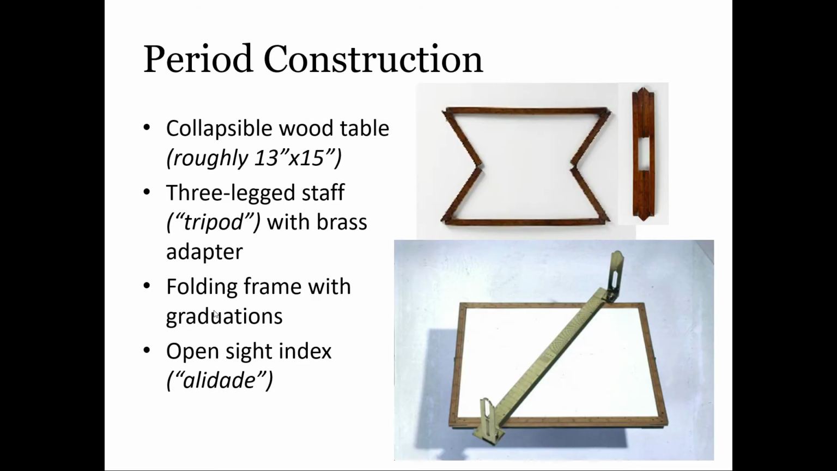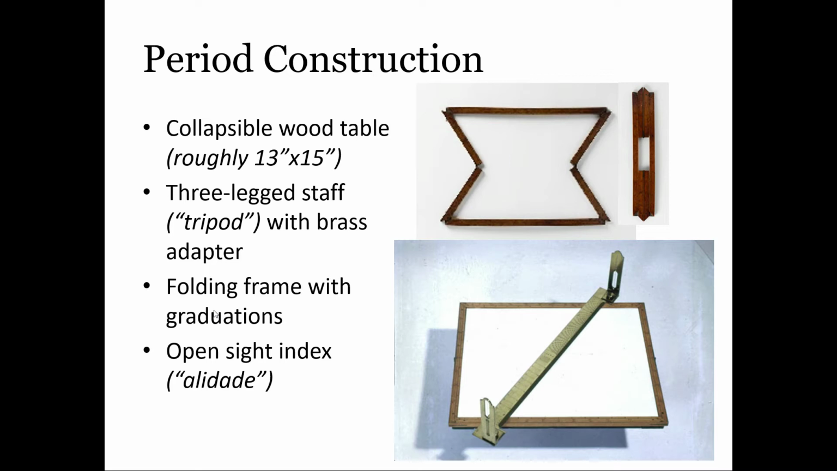When we look at the construction of the table, I have looked at many historic examples, and while sizes vary by a couple of inches in any direction, the average that I've been seeing throughout the 18th century examples is roughly 13 inches by 15 inches. So some are more square, some a little bit more rectangular, but it's roughly that size.